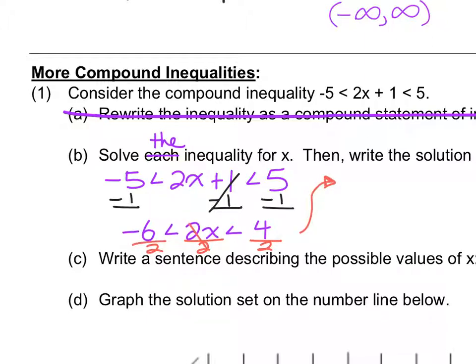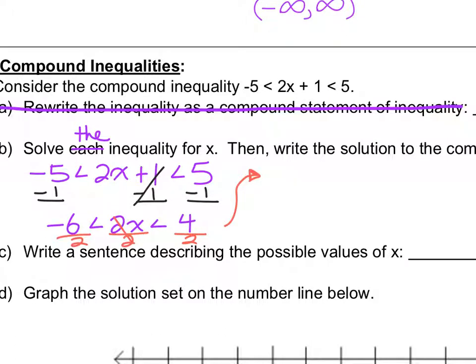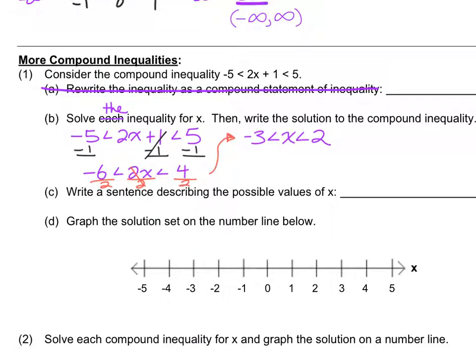The 2's would cancel. I'd have negative 3 is less than x, which in turn is less than 2. You want to make sure your compound inequality makes sense, because if you did have to reverse the signs, you'd have to pick up on that somewhere. So just make sure that the size relationships are true.